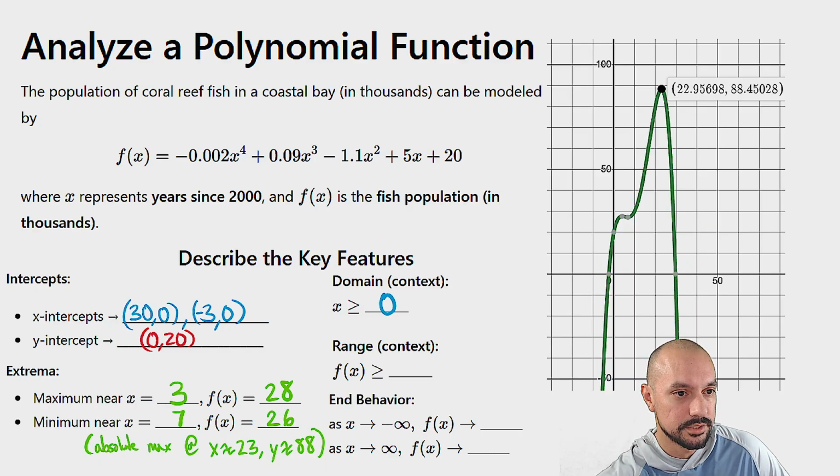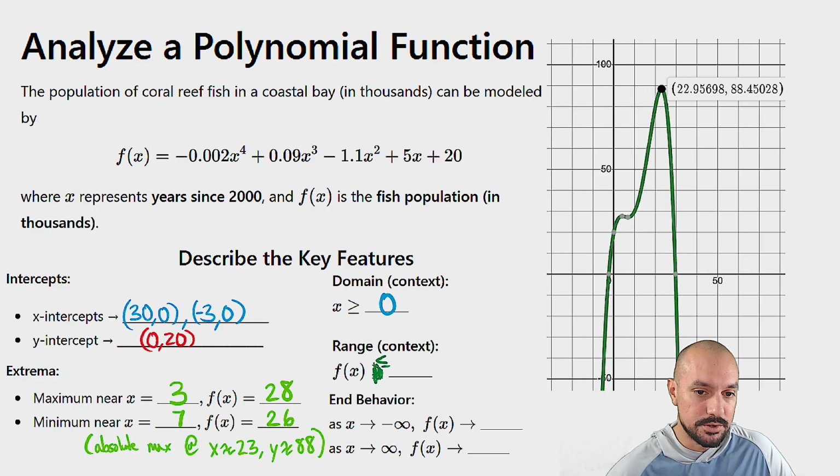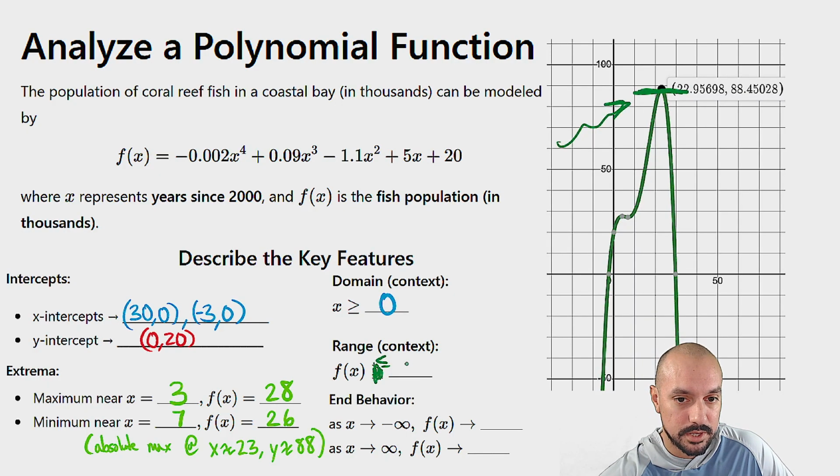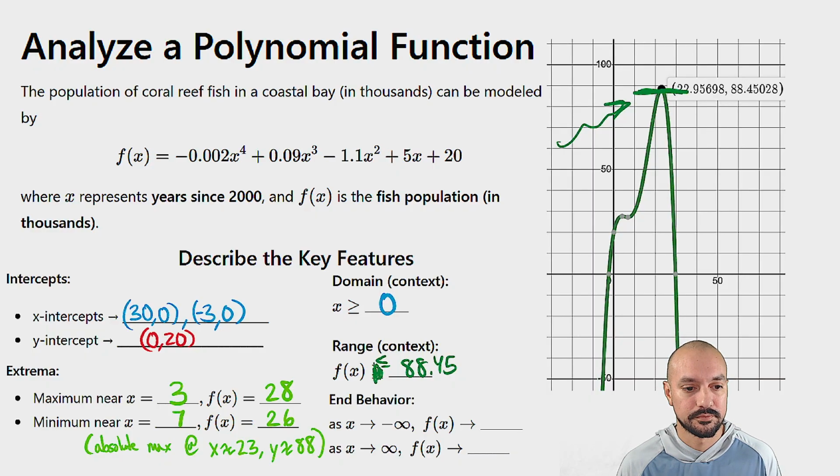All right, let's look at the range. For the range, I can see that my y values are less than, this is the wrong symbol here, my y values are less than or equal to this maximum that we have up here. So my y values are less than or equal to 88.45, and I'm just going to go ahead and round it. Y could be anything less than that.